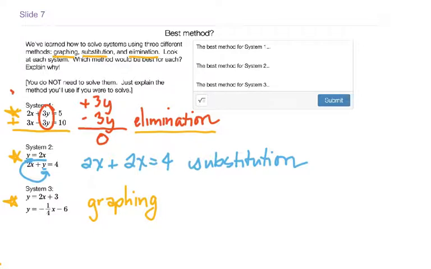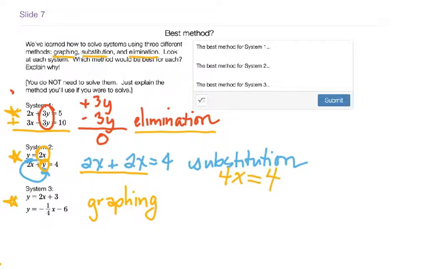In system number 2, I've underlined in blue that y is equal to 2x. Therefore, in the second equation, wherever I see y, I could substitute 2x in for y right here. Therefore, when I look at equation 2, I only have the variable of x. So I can quite easily solve for the value of x by adding 2x and 2x, which I know is 4x, and that's equal to 4.